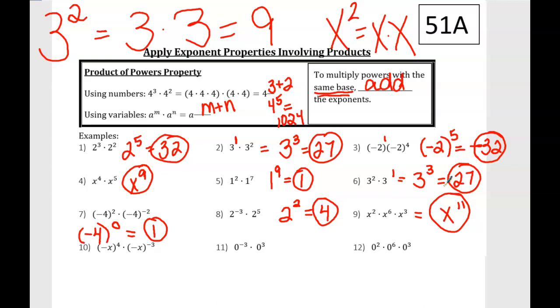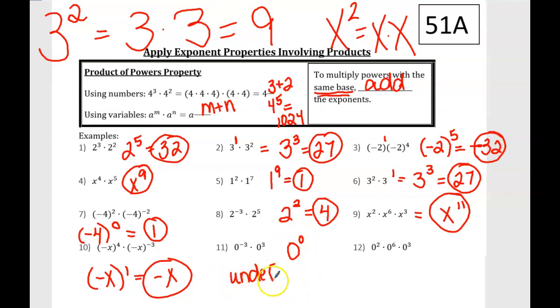Number 10, our base is -x, and 4 plus -3 is just 1. So -x to the 1st power is just going to be equal to -x. And number 11, when we take 0 to the 0 power, in this case, it's typically known as undefined, although there is a little bit to it. In Desmos, if you put in 0 to the 0 power, you may get a 1 because anything to the 0 power is 1. So undefined or 1 is fine right here.